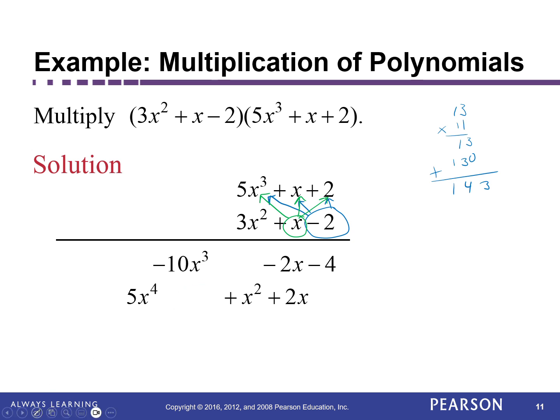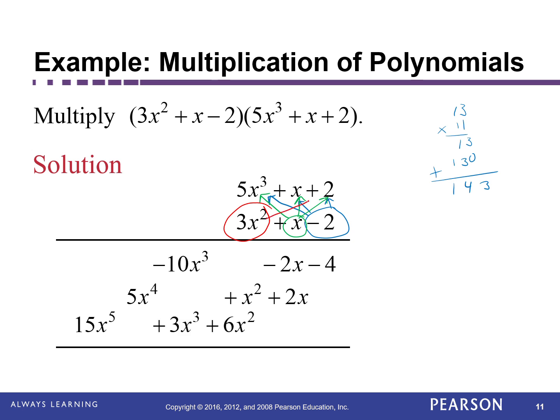And then I'm going to do 3x squared times all three terms. 3x squared times 2 is 6x squared. 3x squared times x is 3x to the third, and 3x squared times 5x to the third is going to be 15x to the fifth. And then I can just vertically add all these.